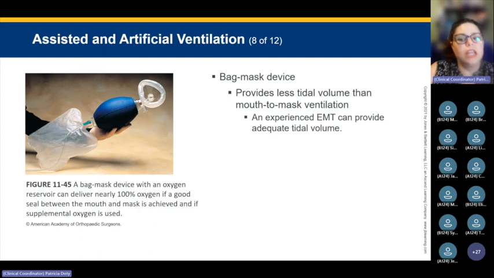And go to Skill Drill 11-8 to show more.